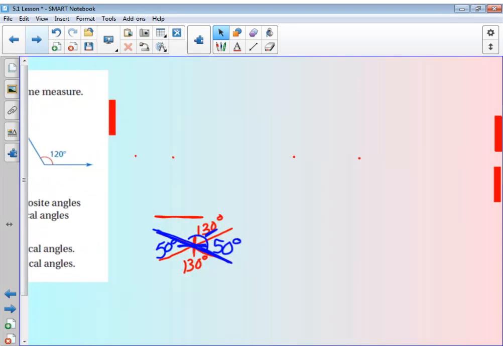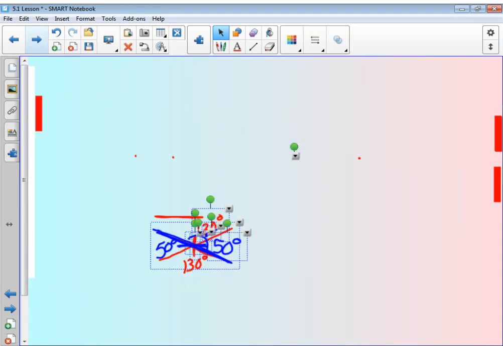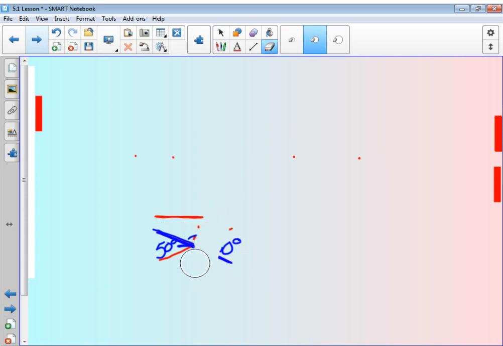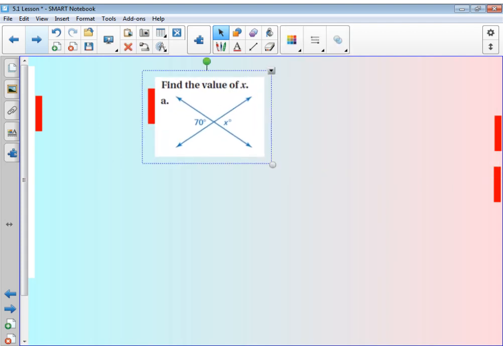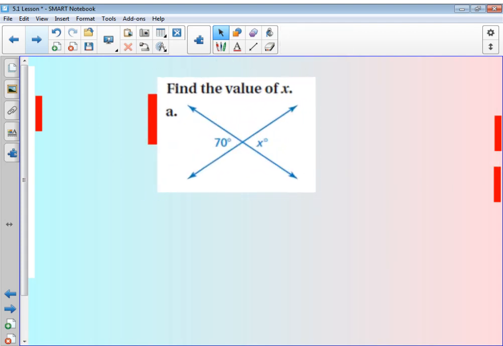Okay, so we're going to go ahead and work through some problems working with vertical angles and congruent angles. So in this first one, we're just going to solve for x. So what do we notice? Well, x is vertical to the 70-degree angle measure. They're straight across from each other. So if I know that this is 70, then this one is congruent to that. This would also be 70 degrees.